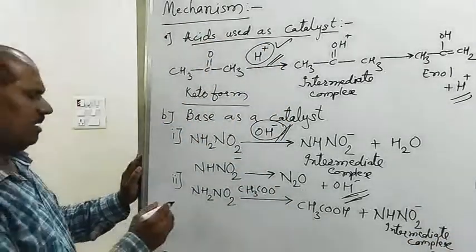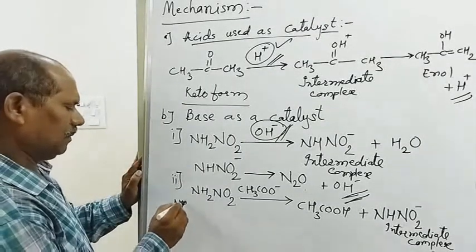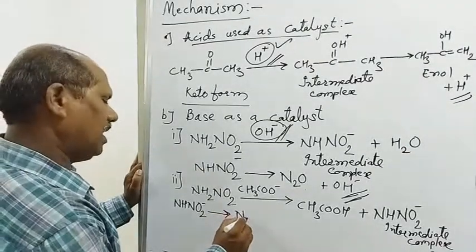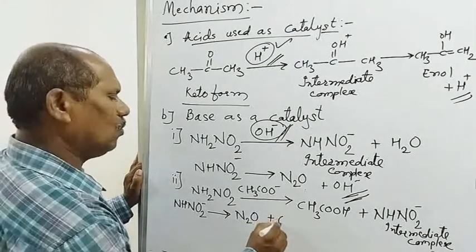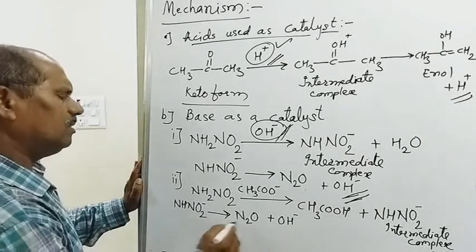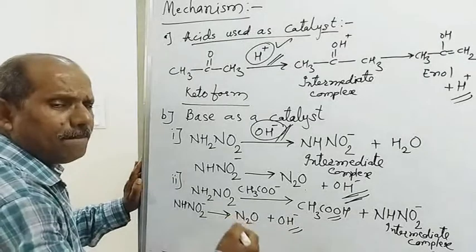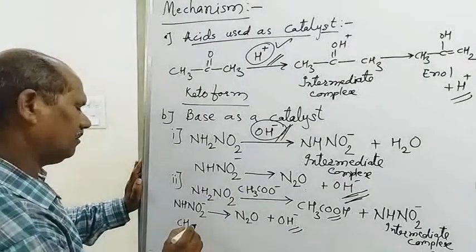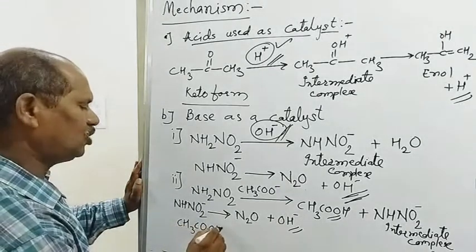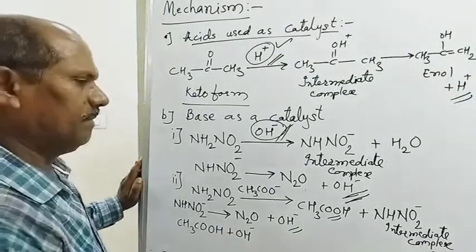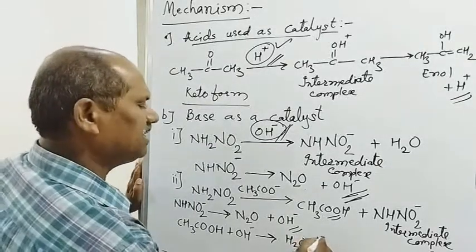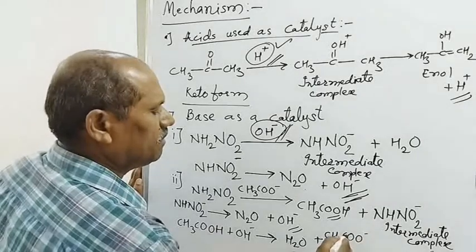This intermediate complex is then dissociated in this way, forming N2O plus OH minus ion. But later on, this OH minus ion and this acetic acid combine with each other, CH3COOH plus OH minus ion, forming H2O plus CH3COO minus, the acetate ion which was used previously.